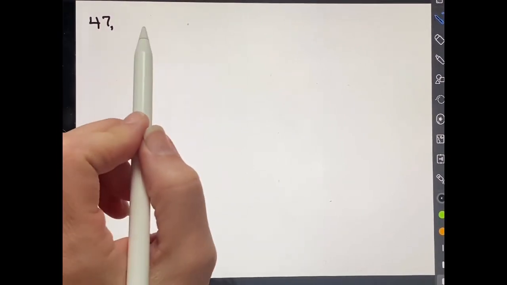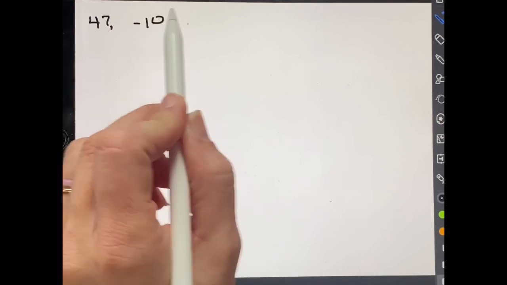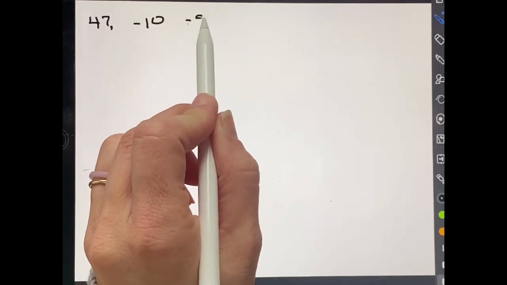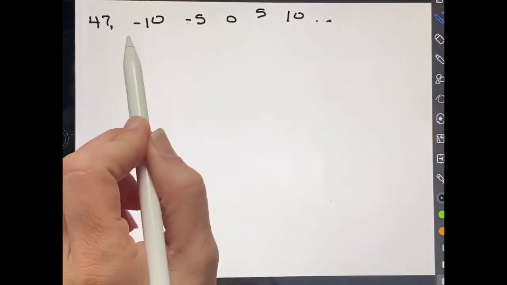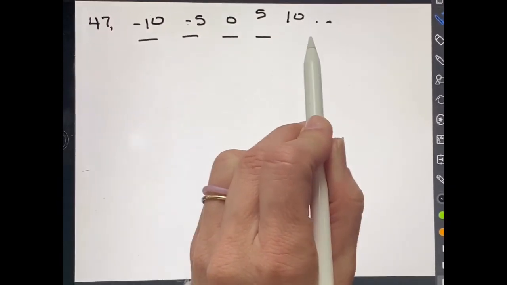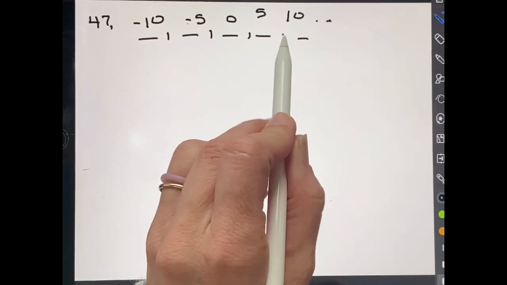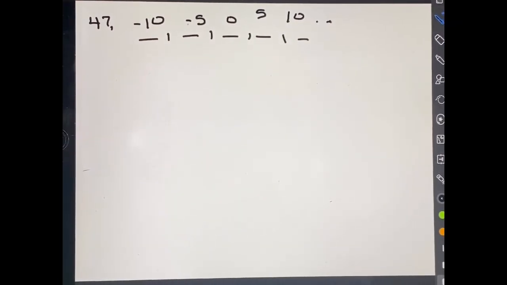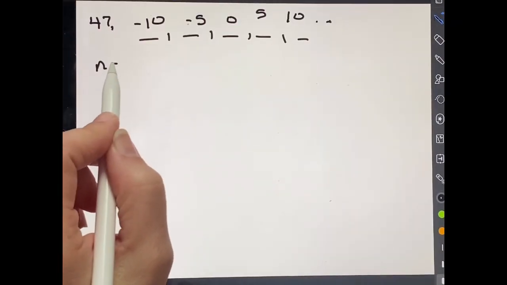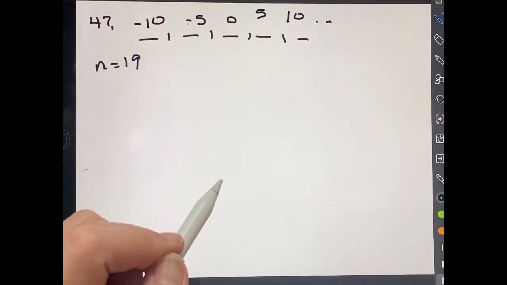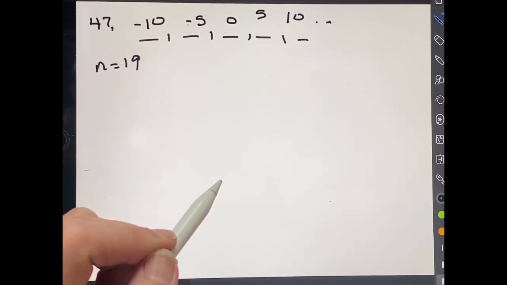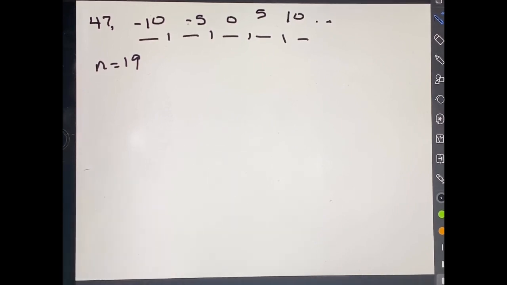Okay, so for number 47, let's look at it. They give us the values -10, -5, 0, 5, 10, and on. So if this were our terms for our sequence, they're asking us for n equals 19. So we want the 19th term of this sequence. So how do we find the 19th term of the sequence?